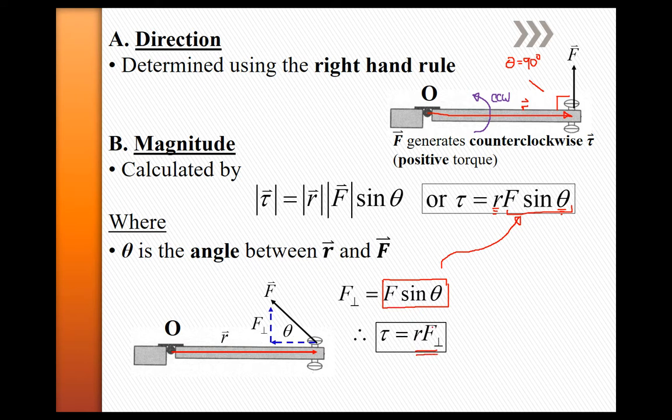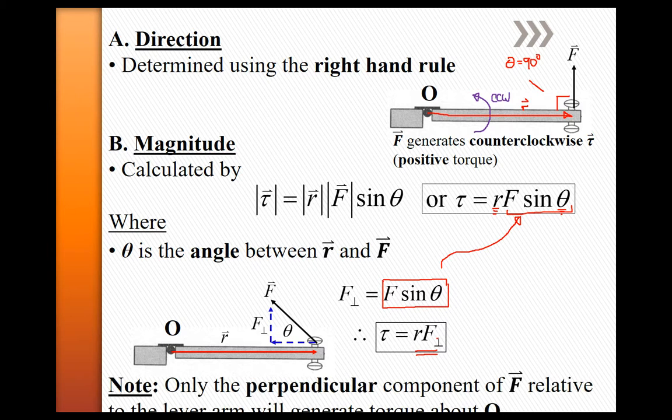R is F perpendicular, because depending on the angle, it might not always be sine of theta, okay? So just do whatever you can to take the perpendicular component of the force. We'll see more about this in the second example in a moment. So the note is only the perpendicular component of F relative to the lever arm will generate torque. This parallel component here does absolutely nothing. If you add a force that's parallel to the lever arm, it will not generate any torque.